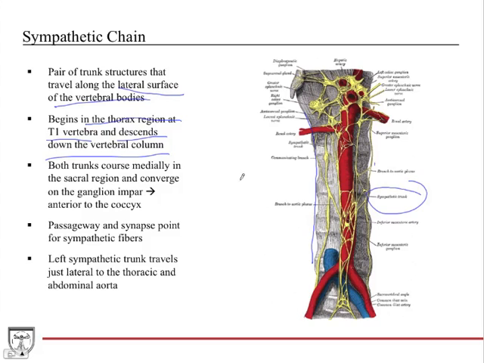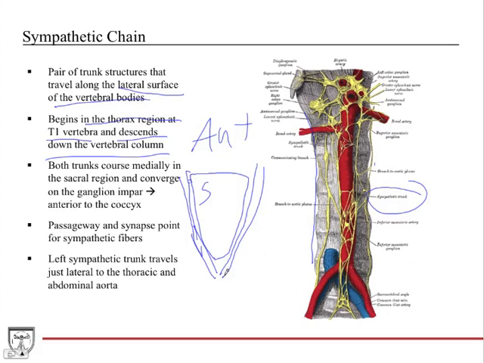Both trunks in the sacral region, so at the terminal region here. If we have an anterior view of the sacrum like this, okay? So the sacrum's kind of this triangular diamond shape, or triangular shaped bone. So if we have the sacrum here, we have our sympathetic trunks coming in like this. They course medially in this region, and then they converge on this ganglion of impar, which is right here, which is the terminal structure.